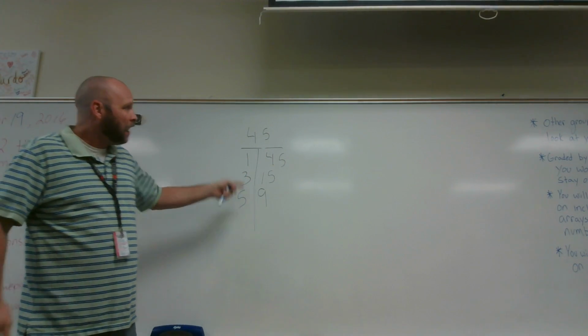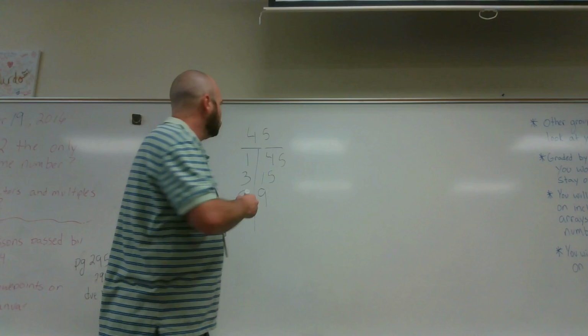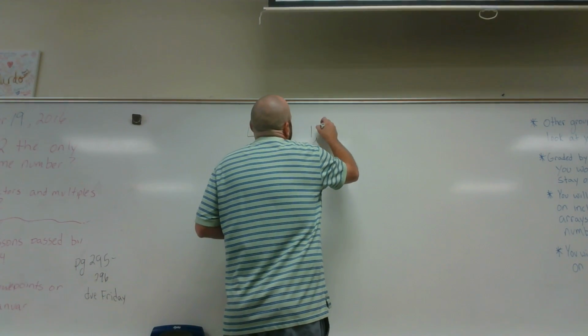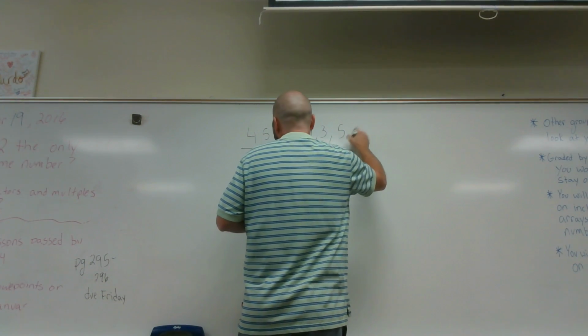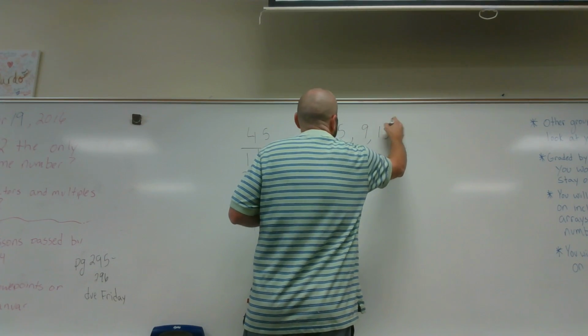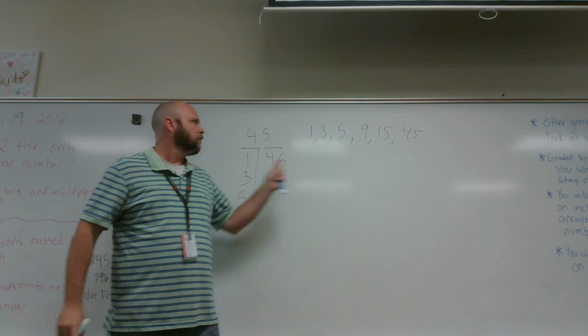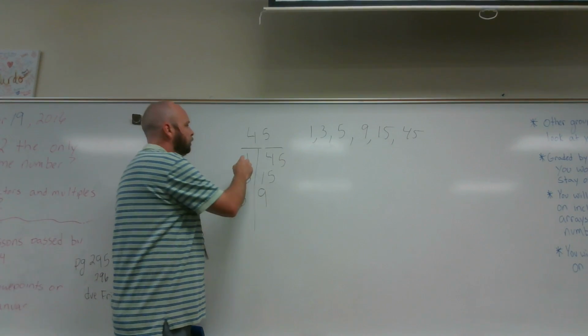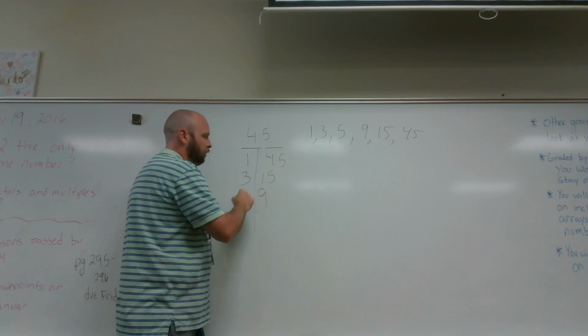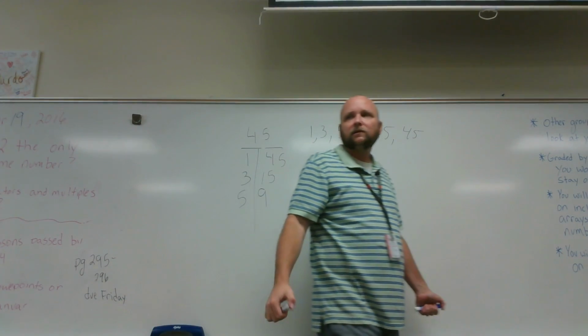Okay? So my factors of 45 would be 1, 3, 5, 9, 15, and 45. Now some of you may not have listed them in order from least to greatest. You may have made 1 and 45, 3 and 15, 5 and 9, and that's fine. I'm cool with that.